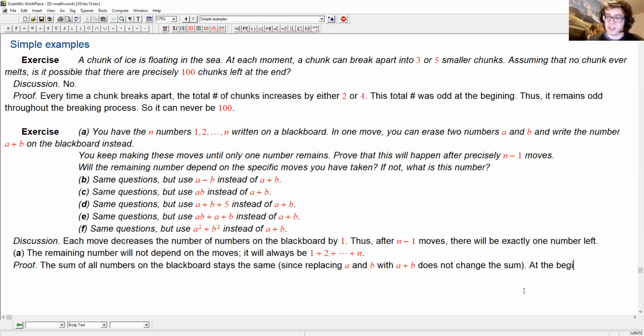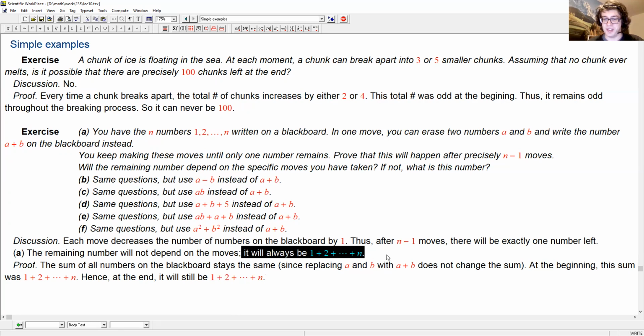So at the beginning, the sum was 1 plus 2 plus and so on plus n. Hence, at the end, it will still be this. But at the end, there is only one number left. So if the sum is this, well, that one number must be this. So this is why we know that it's always 1 plus 2 plus and so on plus n.